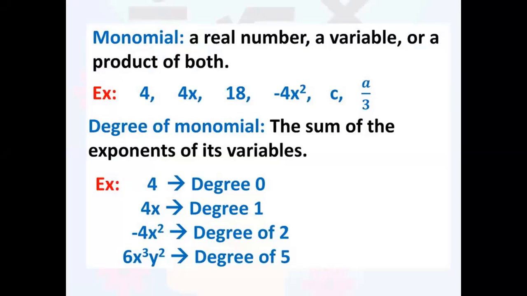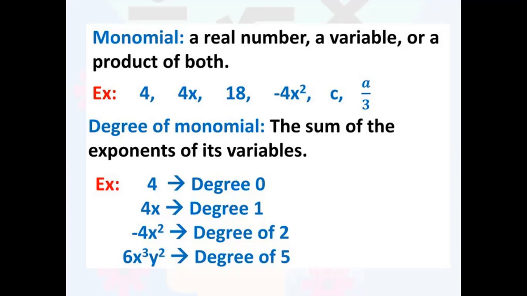Now a monomial, by definition, is a real number, a variable, or a product of both. Mono means one, so you can remember it like that. The meaning of mono is one. So a monomial is a number, a variable, or a combination of both. You will find monomials in this way. The more important thing is that a monomial's exponents will always be positive. You will never find a negative exponent in monomials.